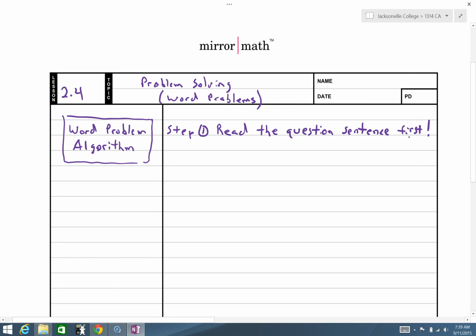So I'm not going to begin reading the beginning of the problem. I'm going to read probably the very last sentence that tells us what we're looking for. In life, if you want to find something, you need to know what it is. So start by knowing what you're looking for.